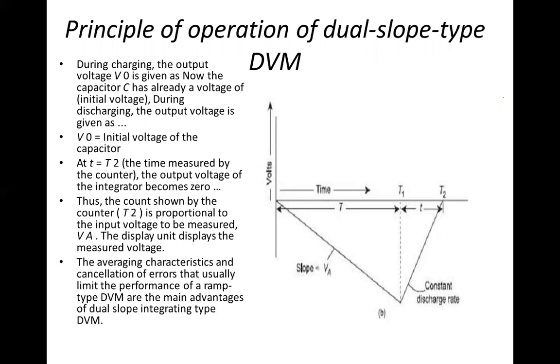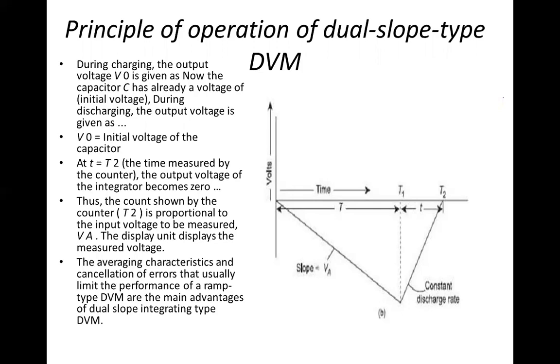Now the capacitor C already has a voltage of this V0, that is the initial voltage. During the discharge, the output voltage is given as V0 equals the initial voltage of the capacitor plus minus 1 by RC integration 0 to t minus V reference dt, that is minus VA T1 by RC plus V reference into t by RC.